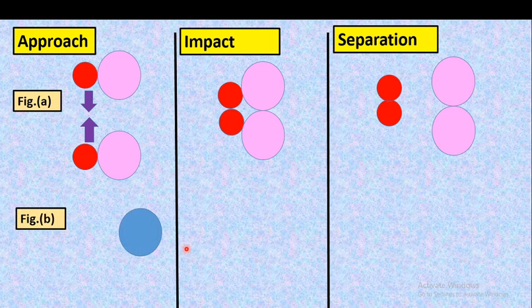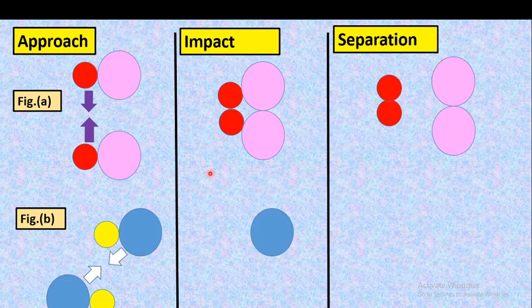In figure B, here is also an HI molecule, with iodine denoted by blue and hydrogen denoted by yellow. Here the two HI molecules are oriented in a different way, so their orientation is not proper. Here was the proper orientation of two HI molecules, and here is the improper orientation of two HI molecules.